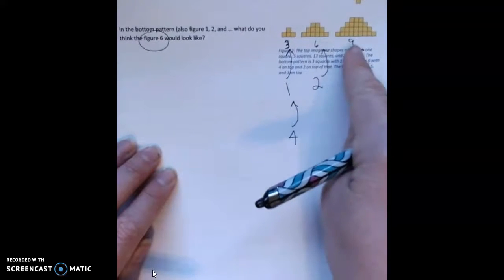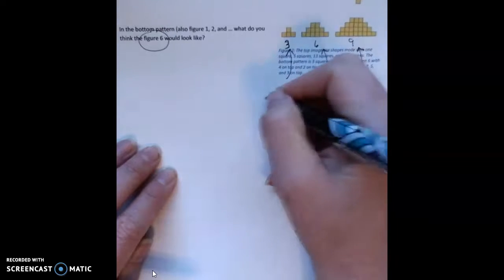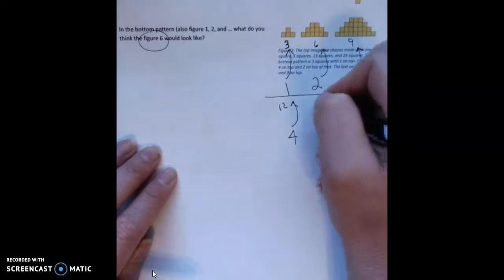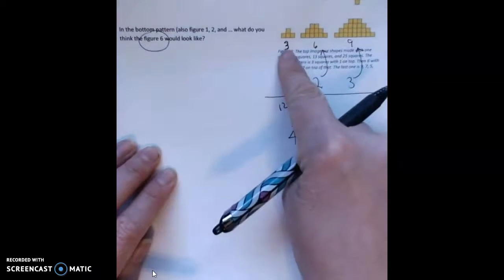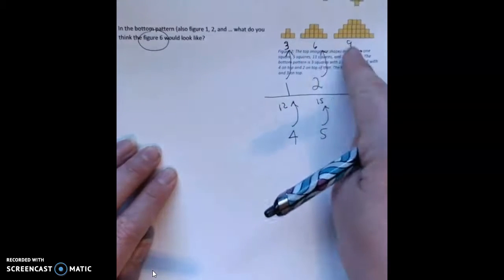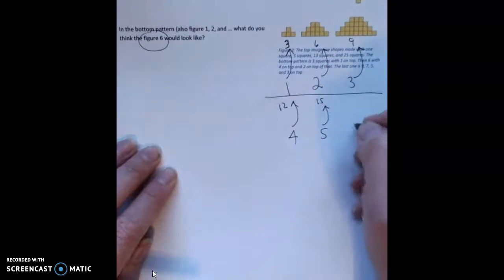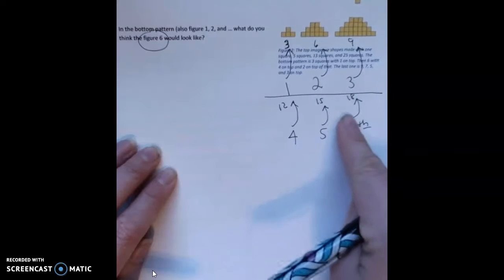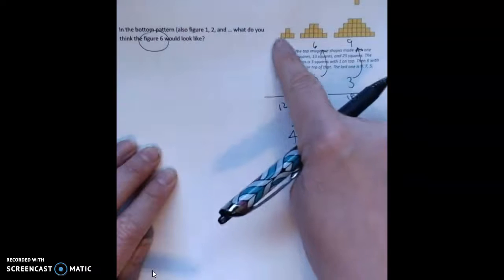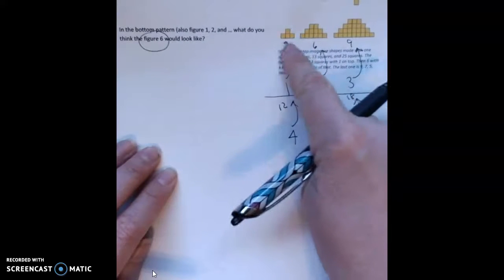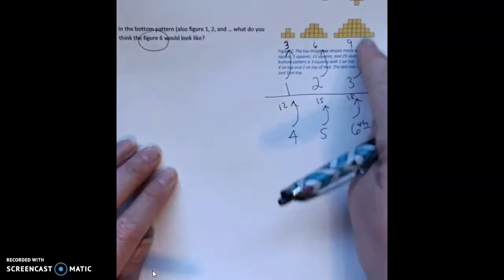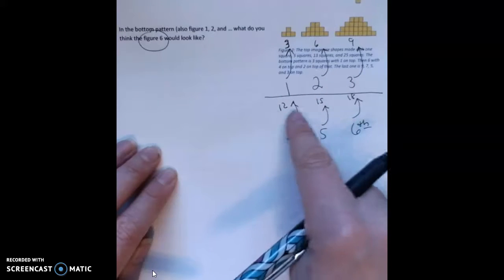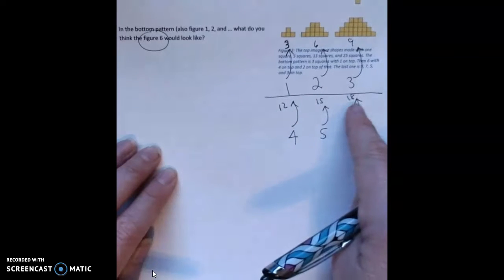It goes 3, 6, 9. So it makes sense that the 4th shape would have 12 on the bottom. The 5th shape would be 15 on the bottom. I'm just adding 3 each time, or 3 times 1, 3 times 2, 3 times 3, 3 times 4, 3 times 5. And so then 3 times 6, which would be 18. So the 6th shape is, without even drawing the intermediate, I'm just looking at that bottom row, and I'm like, okay, the bottom row had 3, the bottom row had 6, the bottom row had 9, so it's going to continue. So the bottom row is going to have 12, 15, and 18.